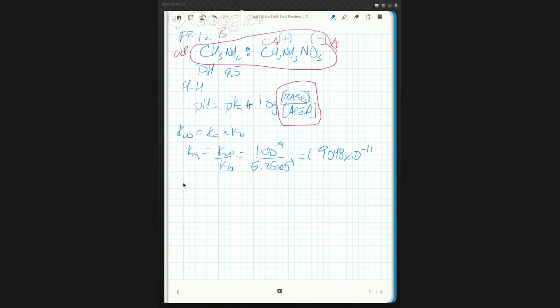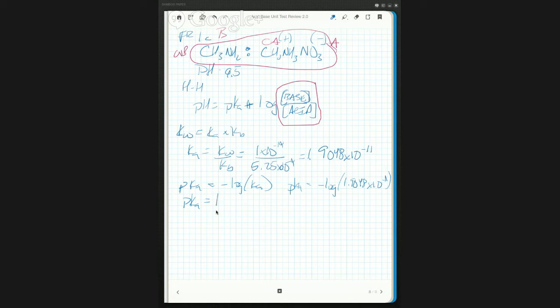Okay. So again, pKa is equal to negative log of the Ka. So pKa is equal to negative log of 1.9048 times 10 to the negative 11th. pKa is equal to negative log, second function, because I'm still leaving this in my calculator. It's so much easier to do it this way.